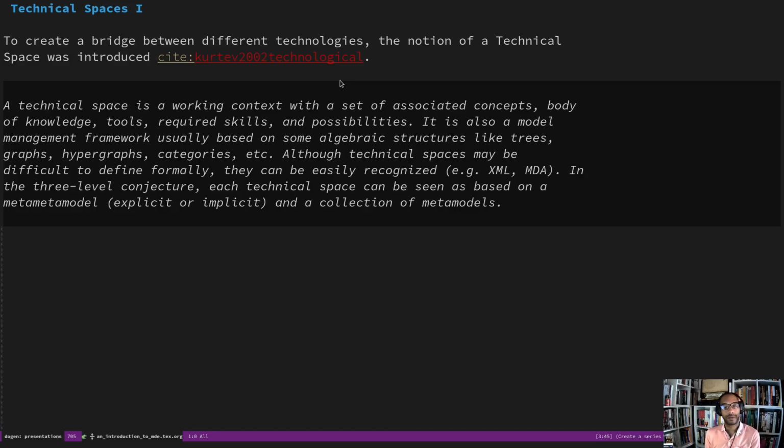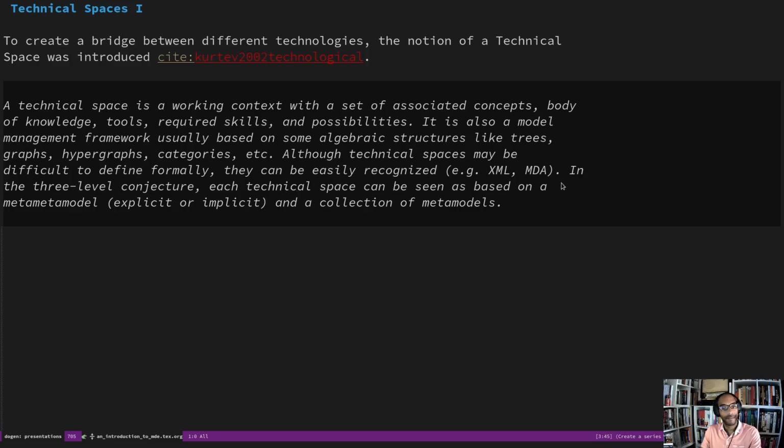As far as I could locate in my bibliography, Kurtev was one of the first people that started talking about technical spaces. And the idea of the technical space, I'm sure there would have been other people talking about it before, is the notion that there's a grouping of technology that goes together.